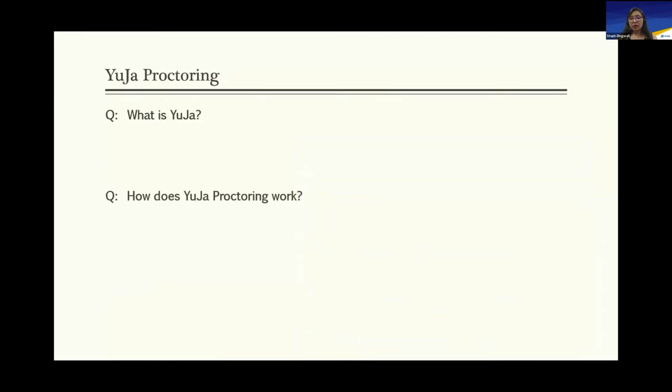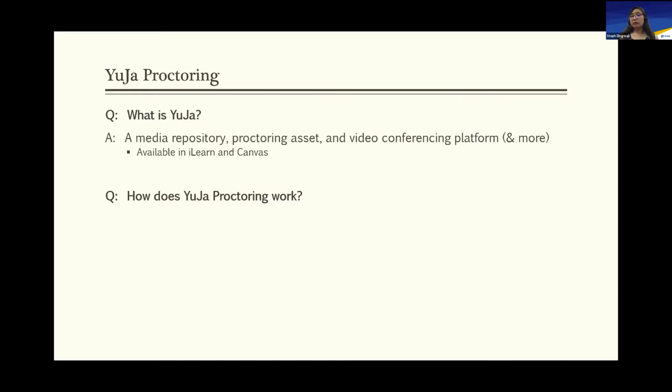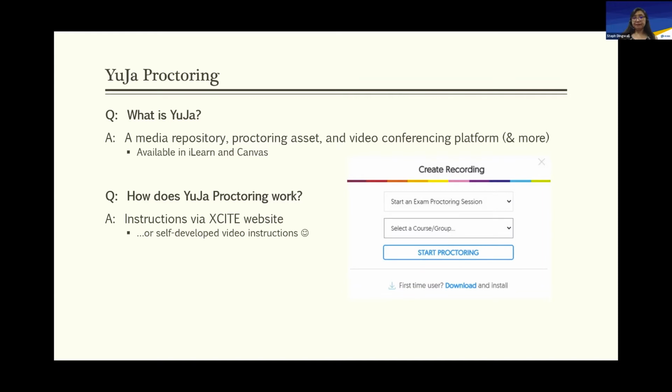So now that I've explained a little bit about what I actually do, I'm going to explain more about what UJA is. UJA is basically a repository, a proctoring asset, and a video conferencing software. You can do a whole bunch more, but it's available in iLearn and Canvas. A number of you may already be using it for your media, for your recordings, but the proctoring is what's nice about it. So how does it work?